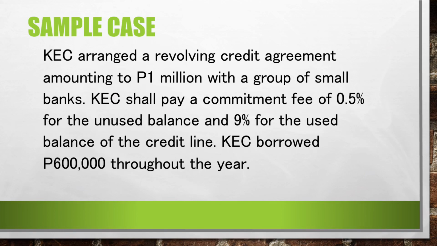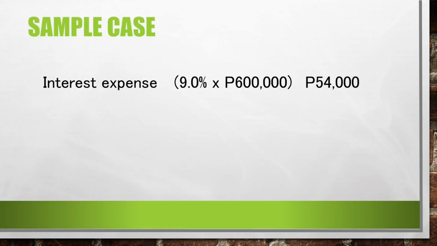KEC arranged a revolving credit agreement amounting to 1 million pesos with a group of small banks. KEC shall pay a commitment fee of 0.5% for the unused balance and 9% for the used balance of the credit line. KEC borrowed 600,000 pesos throughout the year. How are we going to arrive at the total financing cost? Well, let's begin with interest. The interest expense is 9%, that's the rate, times 600,000, the amount borrowed, we would have 54,000.